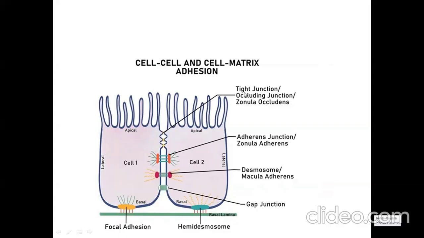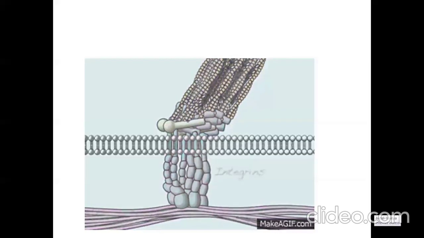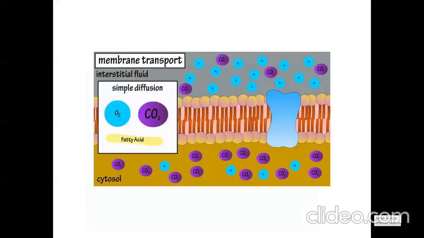important structures, what we call the tight junction or occluding junction or zonula occludens. And here you have another type of junction called the zonula adherens, and this is called the desmosomes or macula adherens, and this is the gap junction. And here you have the hemidesmosomes, and in this region you have the focal adhesion. So at these points, the cells will be adhered to one another. This is done with the help of the proteins we call integrins.